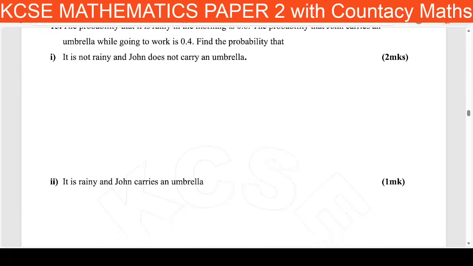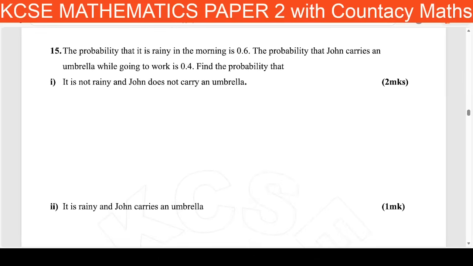Amazing. Yeah, I see we've not yet done a question about probability. Therefore, this would be a very good question to practice with on probability. You know that the probability that it is rainy in the morning is 0.6. The probability that John carries an umbrella while going to work is 0.4. Find the probability that it is not rainy and John does not carry an umbrella. How are we really supposed to solve this? So to be able to solve this easily, we are supposed to draw a probability tree so that we can be able to visualize this clearly.